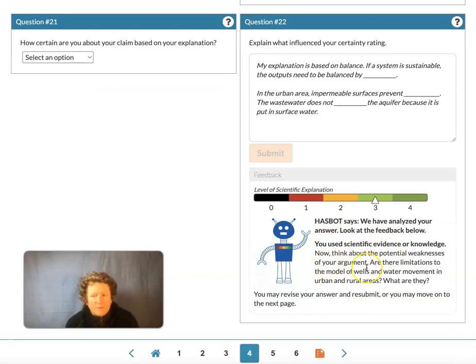Now think about the potential weaknesses of the argument. Are there limitations to models of wells and water movement in urban and rural areas? What are they? Well, it's a model. All models have imperfections. They're not reality. We don't know what's going on underground. And that's what I would add to my answer.